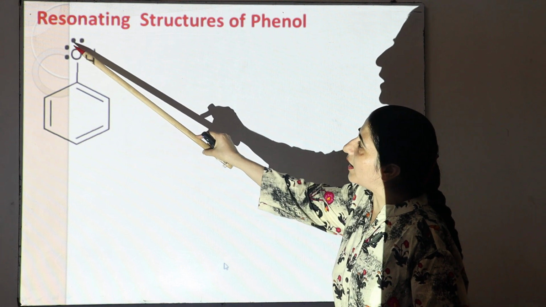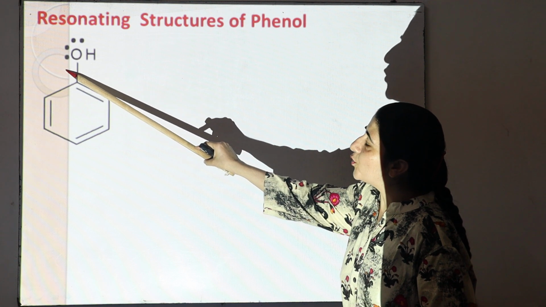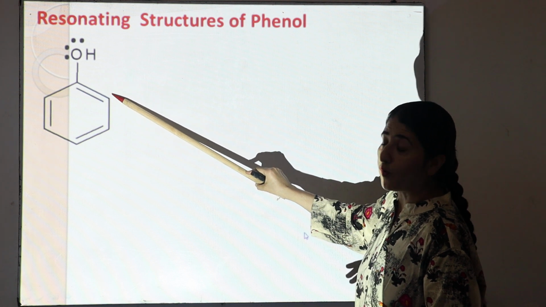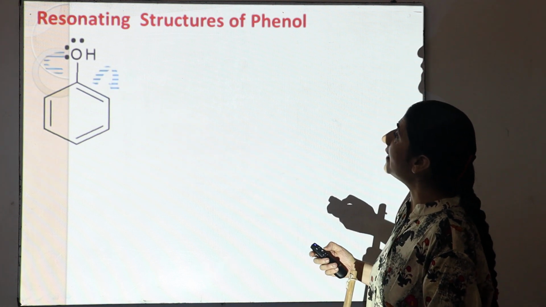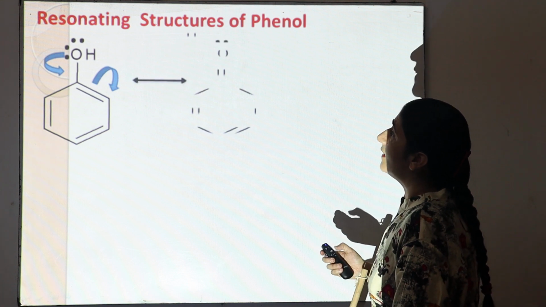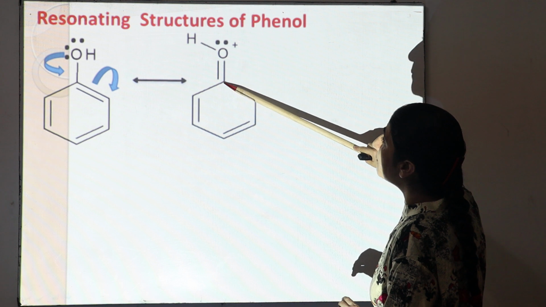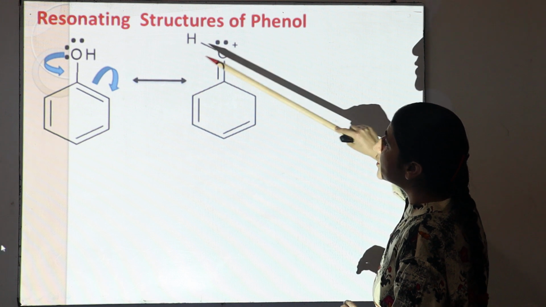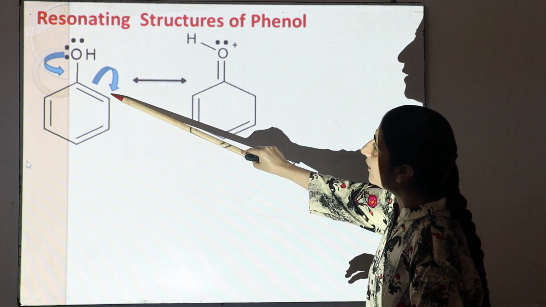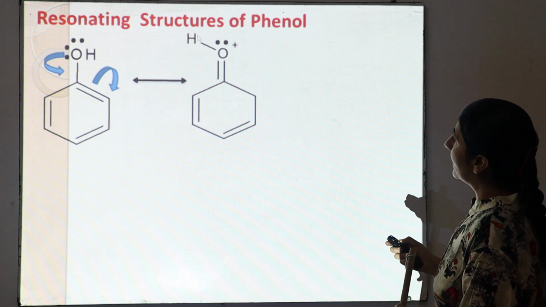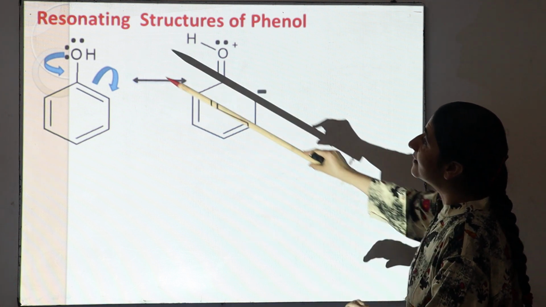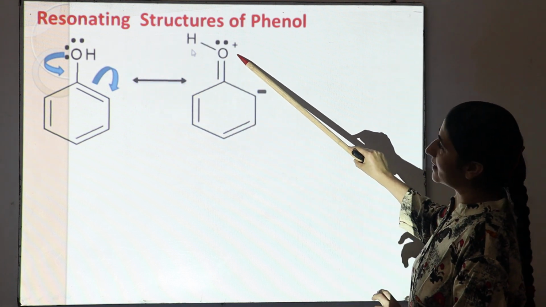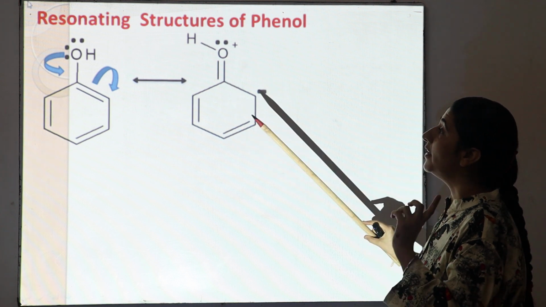When this oxygen donates its electron pair toward this carbon atom, there is a migration of pi electrons toward the next carbon atom. Due to this migration, there is a formation of a carbon-oxygen double bond. Due to migration of the pi electron, this carbon acquires a negative charge, and since the oxygen loses an electron, the oxygen acquires a positive charge. This is the second resonating structure.